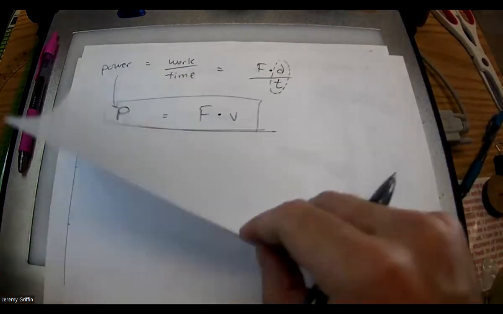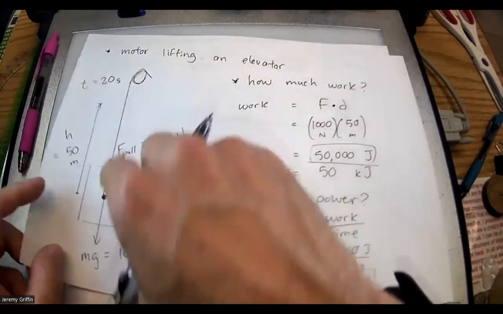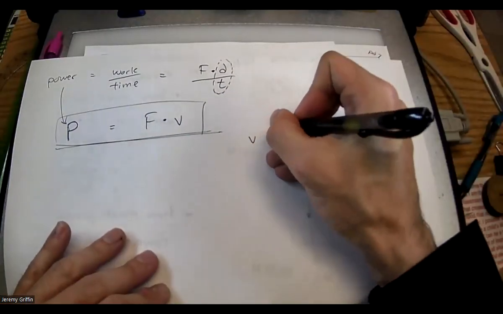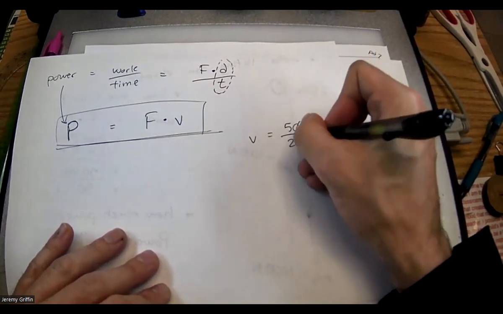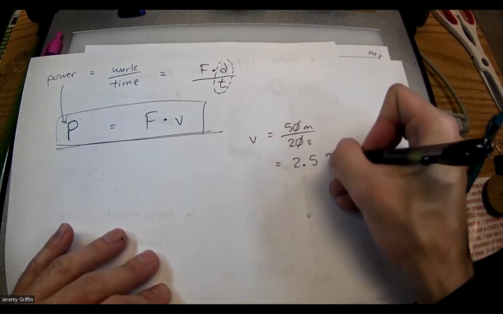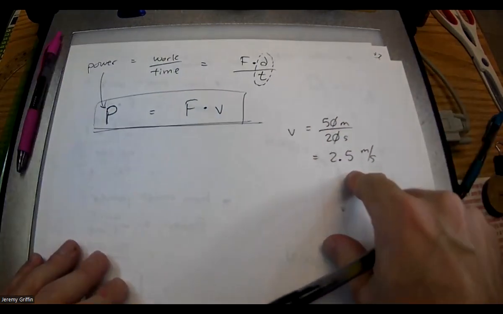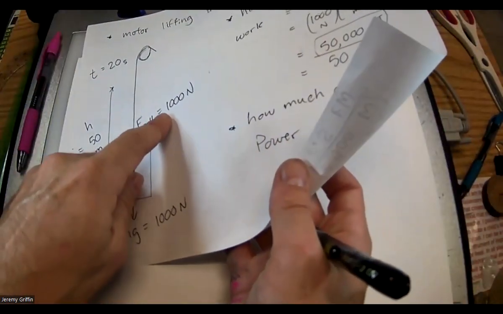Let's use the exact same numbers we just used. Like if I move the elevator up 50 meters in 20 seconds, couldn't the speed just be 50 meters in 20 seconds, which is equal to 2.5 meters per second? That'd be the speed. Okay. Let's plug that in there. And then the force is the same as before, 1,000 newtons.